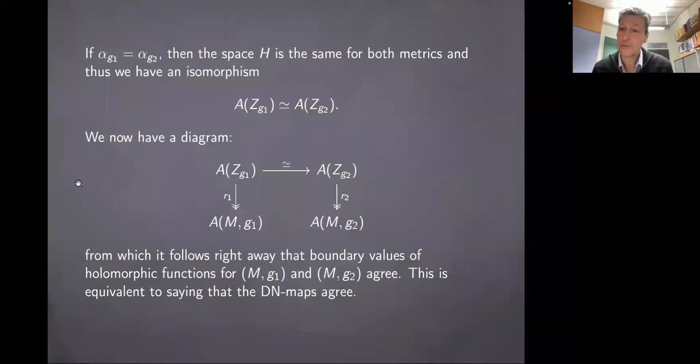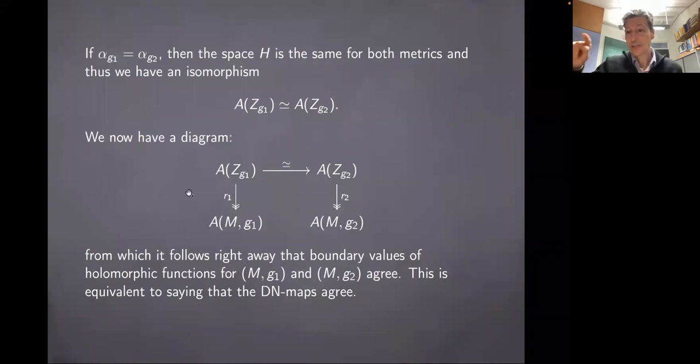And now you can put all this information in a diagram, and you have an arrow going down by the restriction to the zero section, that the surjectivity result of Pestov-Uhlmann tells you is onto, so you can extend. And then you have a map going across that is an isomorphism.